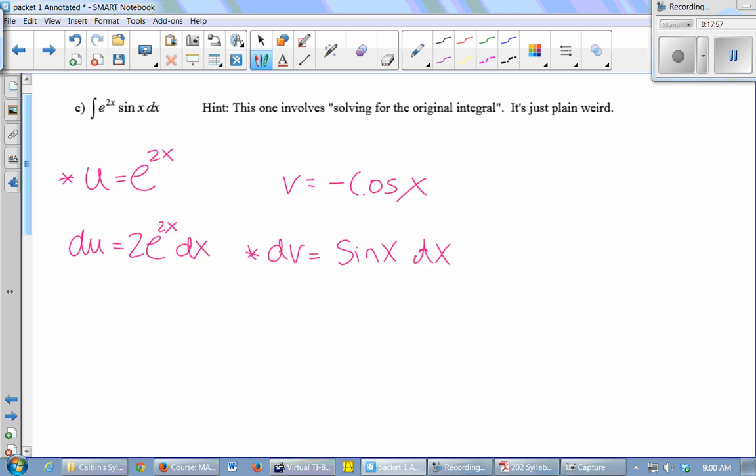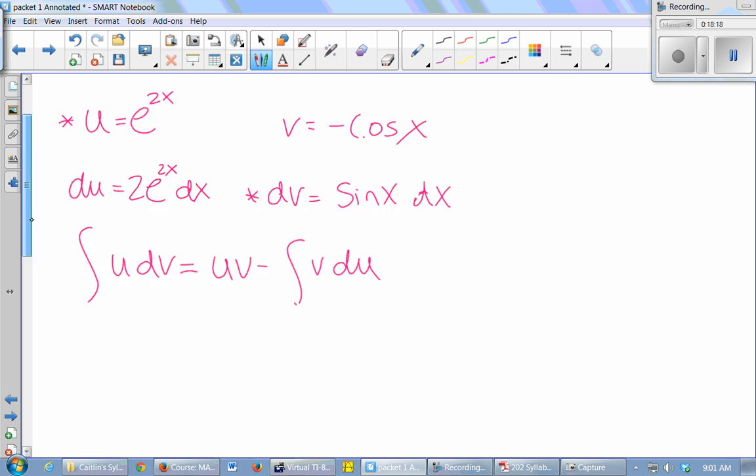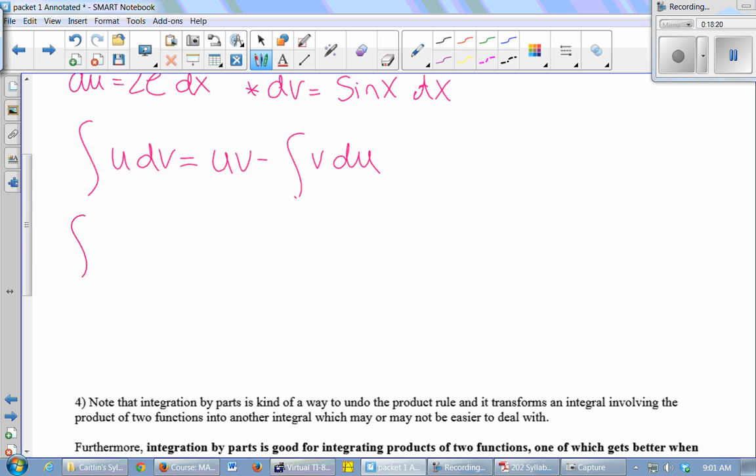So now I have my u and my dv. I've calculated du and v. I can apply the formula. So I'm just going to start by writing the formula down. The integral of u dv is equal to u times v minus the integral of v du. And in my case, u is e to the 2x and dv is sine x dx. So this is the integral of e to the 2x times sine x dx.